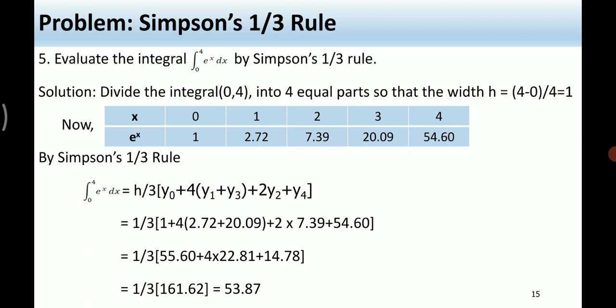Now by using Simpson's 1/3 rule, the formula is given by h by 3 into y0 plus 4 into y1 plus y3, plus 2y2, plus y4. Here we substitute the values of h is 1, and the y0, y1, y3, y2 as well as y4 values in Simpson's 1/3 rule, and we get the result, that is 53.87.